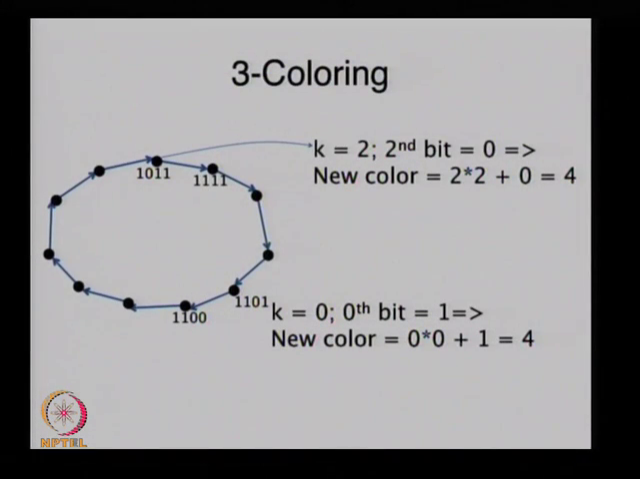And another example where the bit difference is at the 0th bit position, and the value is 1 over there. So it should say 2 times 0 plus 1. That is a copy and paste problem.